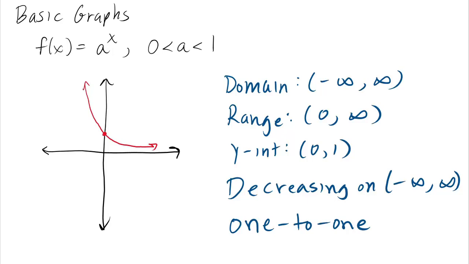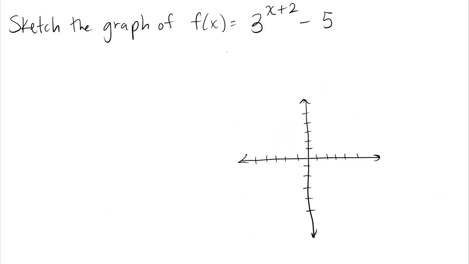Let's look at the graph of a more complicated function here. Let's sketch the graph of f(x) = 3^(x+2) - 5. One way to graph this would be to plot a bunch of points, but we can actually use the transformations that we've learned before in order to graph this. We know what 3^x looks like. Think of that as our library function.